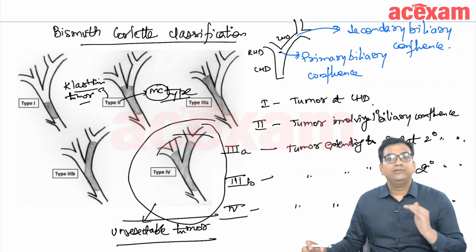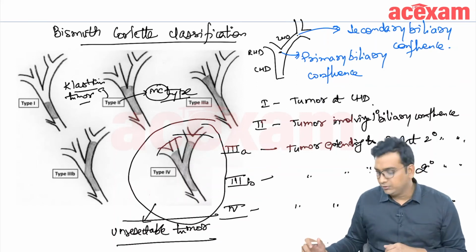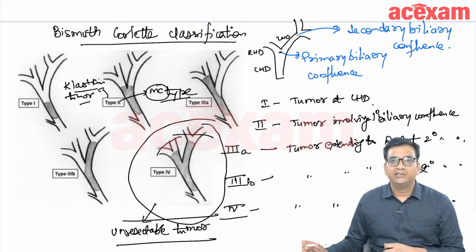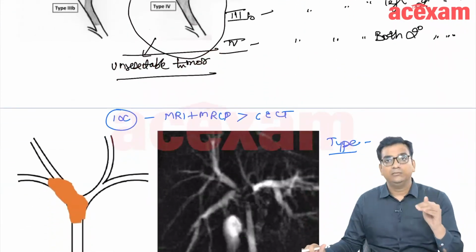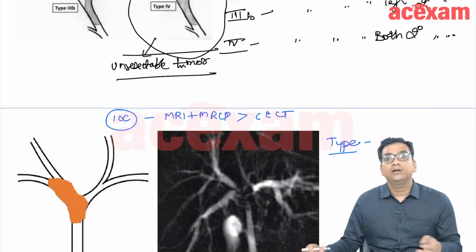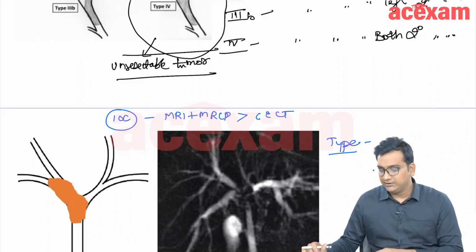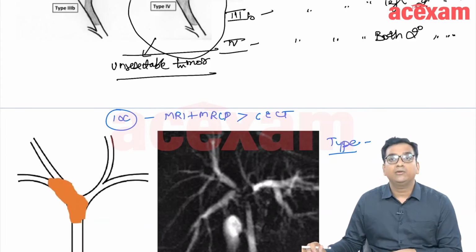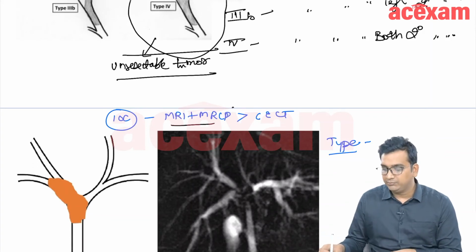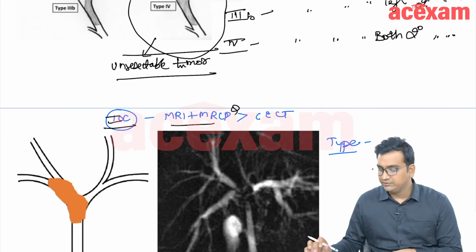Now, the investigation of choice for cholangiocarcinoma is MRI with MRCP. It is better than CT because along with the other findings which we get on CT, we also get a separate biliary cholangiogram in MRI. That is why MRI with MRCP is the preferred investigation and the investigation of choice for cholangiocarcinomas.